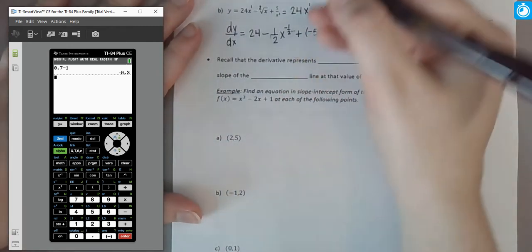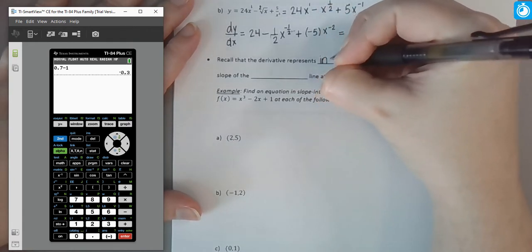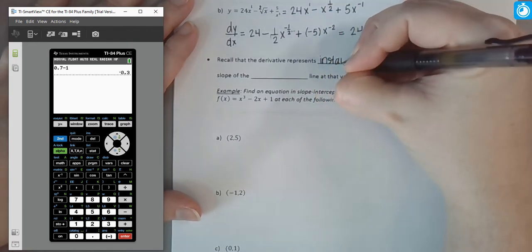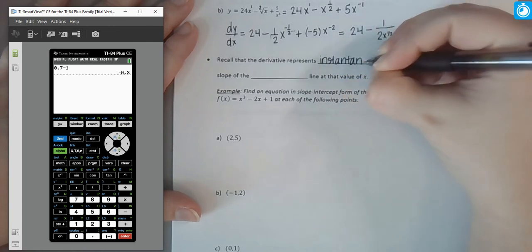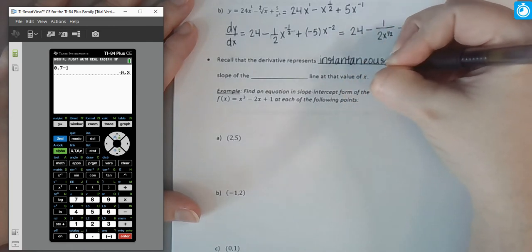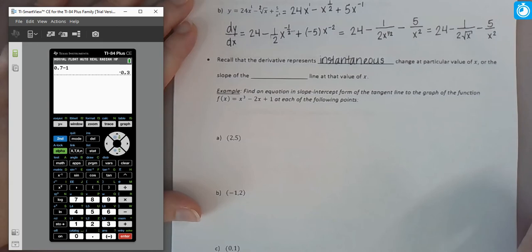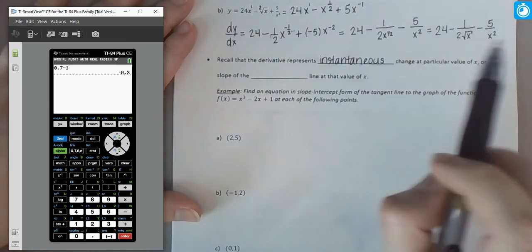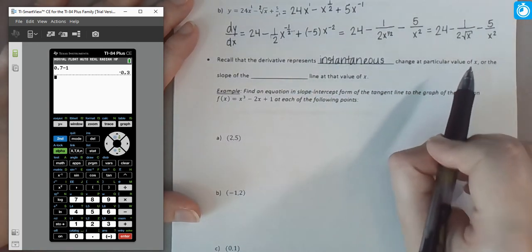So recall that the derivative represents instantaneous change. It's the instantaneous rate of change. In other words, the change at a single point at a particular value of x.